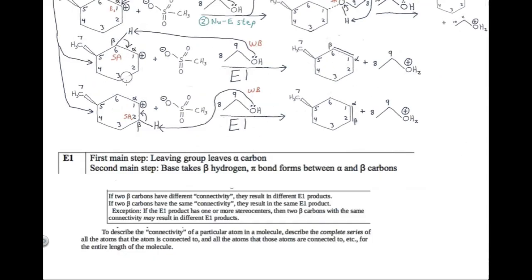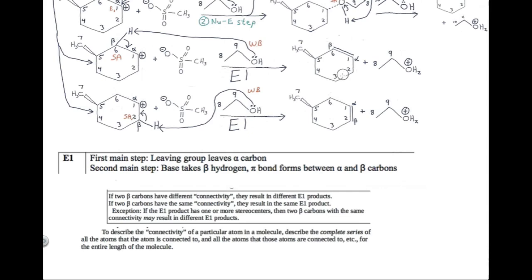So by using the two different beta carbons, we expected to get two different alkene products. And I hope that you will agree that these two products are obviously different molecules. For example, in this product, the double bond is one step away from the methyl group, whereas in this product, the double bond is two steps away from the methyl group. So clearly these are different products.